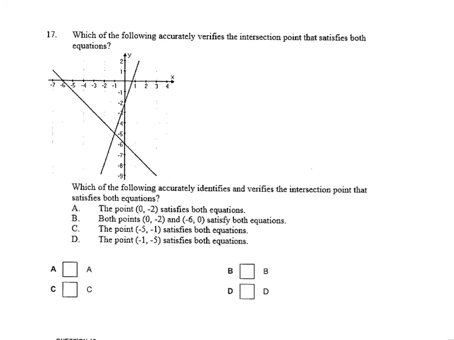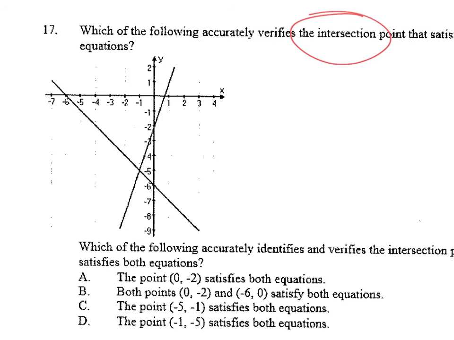Which of the following accurately verifies the intersection point that satisfies both equations? So, intersection. That's what we need to see. So, I see that it crosses right here. That point would be at -1, -5.